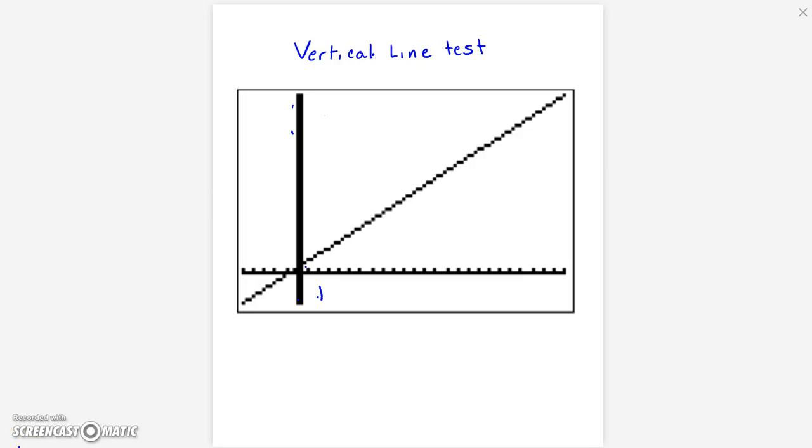Right, ladies and gentlemen, the very last thing that we need to talk about is how to tell just by looking at a graph that something is a function. And for that, we use the vertical line test. And a vertical line, as you know, is a line that goes straight up and down like the y-axis, okay? And what does that mean in the graph?